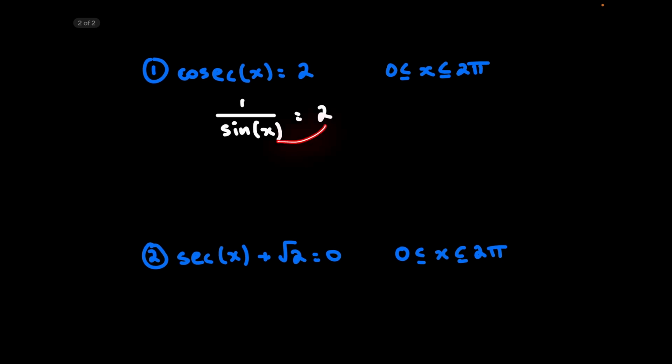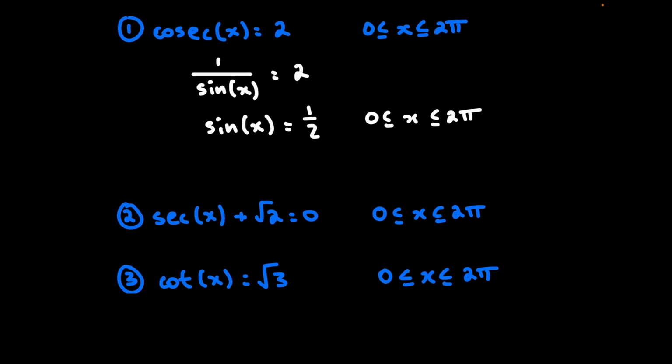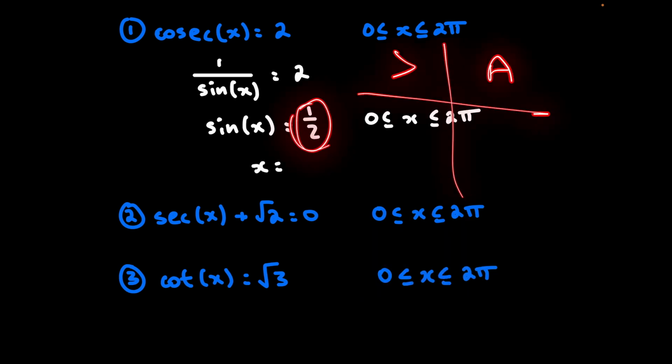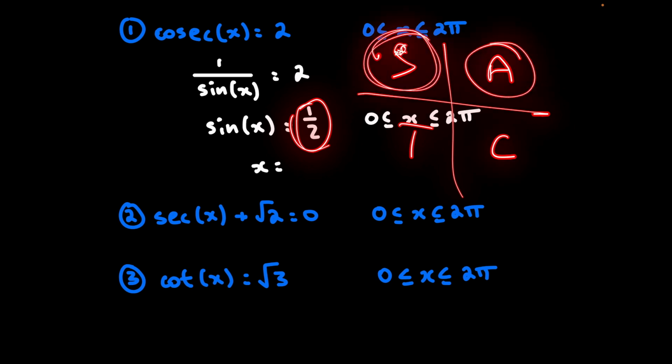And if we just rearrange this equation by swapping the 2 and the sine x, or just timesing both sides by sine x and dividing by 2, we get that sine x equals a half. Okay, and we're solving that between 0 and 2 pi. So the values for x here, in the first quadrant, we know that sine is positive. If we draw out a unit circle, ASTC. So sine is positive in both these two quadrants.